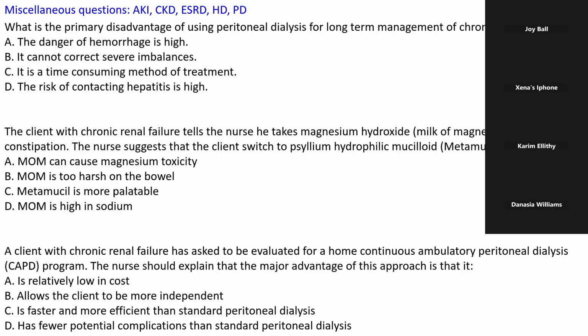A client with chronic renal failure asked to be evaluated for home continuous peritoneal dialysis. It's a form of peritoneal dialysis. The major advantage of this approach is to allow the client to be more independent. They will be in a home setting, taking care of their own disease at home. Self-management will be completely 100%, I would say almost 100%.